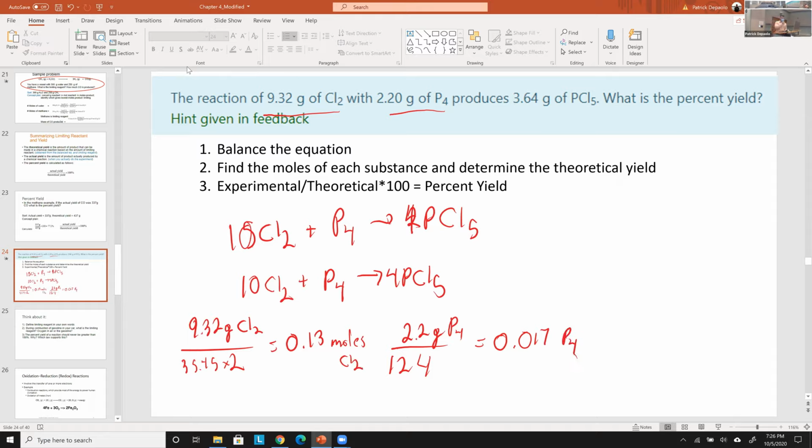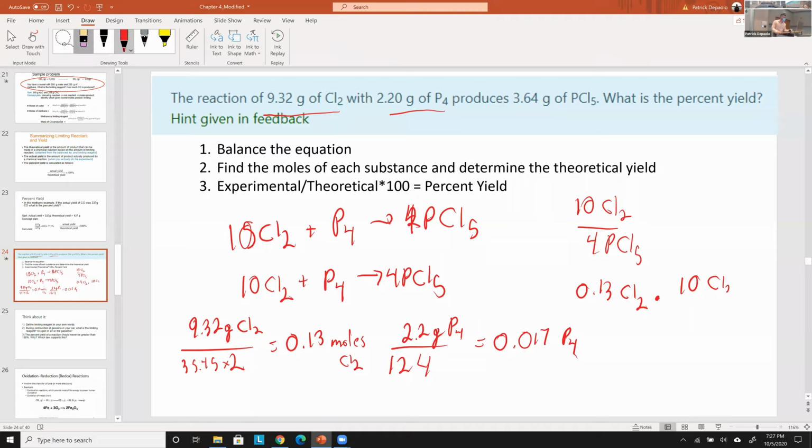All right, so now let's figure out how much of the product each one of these moles corresponds to producing. Based on the ratio, 10 Cl2s make 4 PCl5s. So let's write that ratio down. 10 Cl2s make 4 PCl5s. We have 0.13 moles of Cl2. So we're going to multiply 10 Cl2. Oh, no, we're going to divide that. Where's the eraser? Oh, no. Draw. There we go.